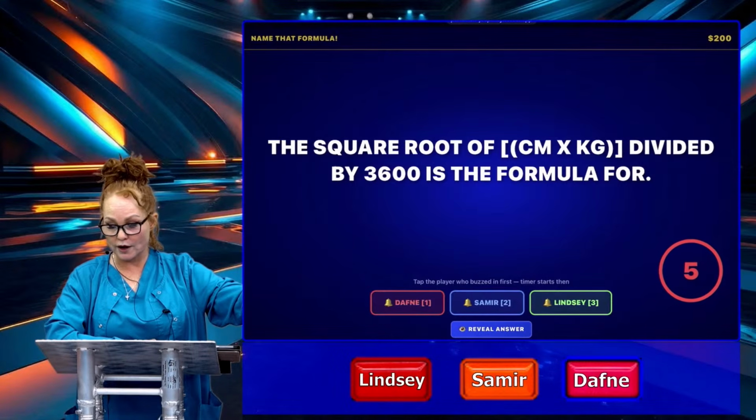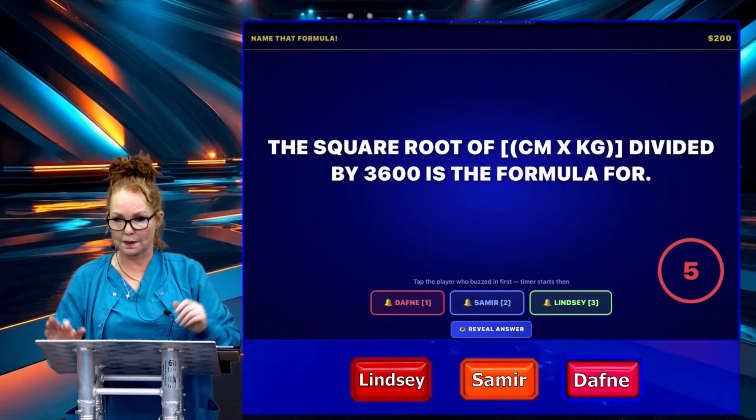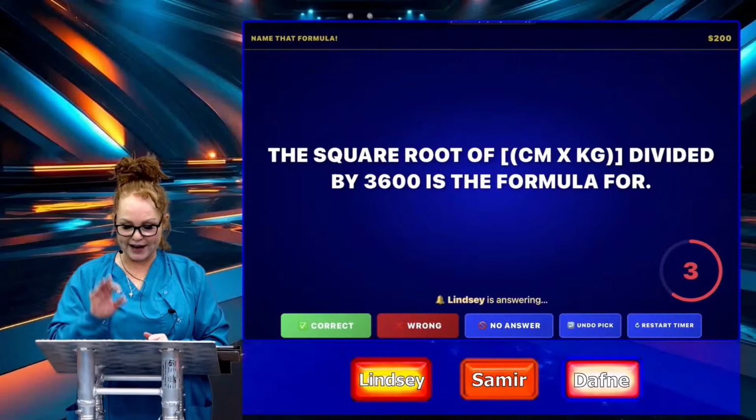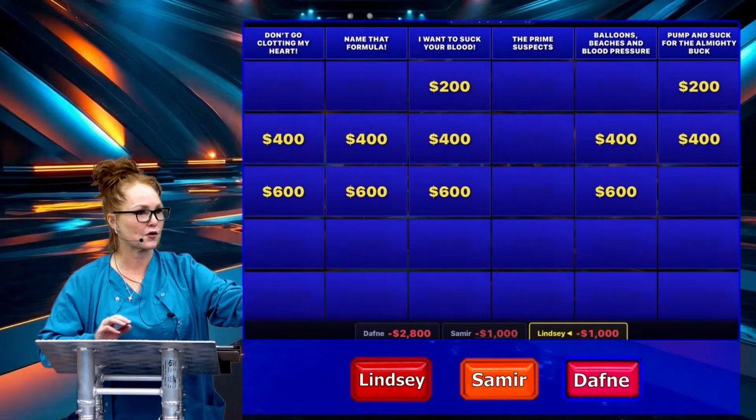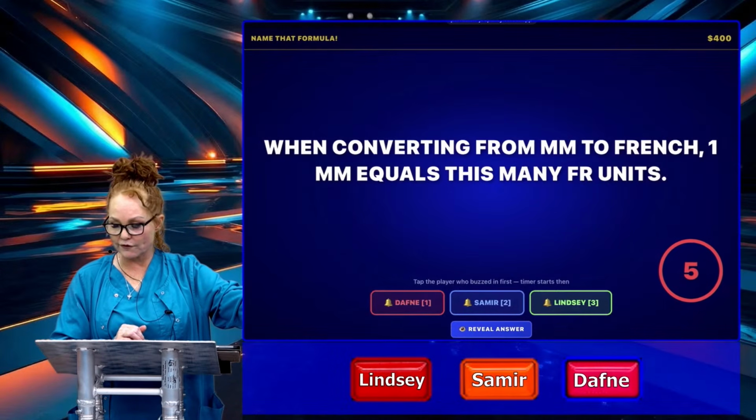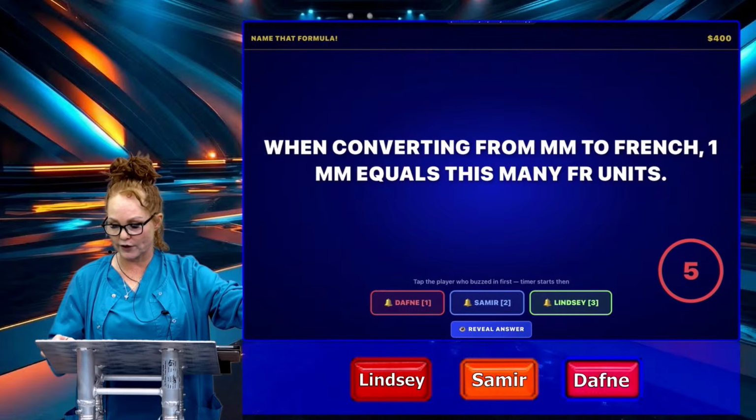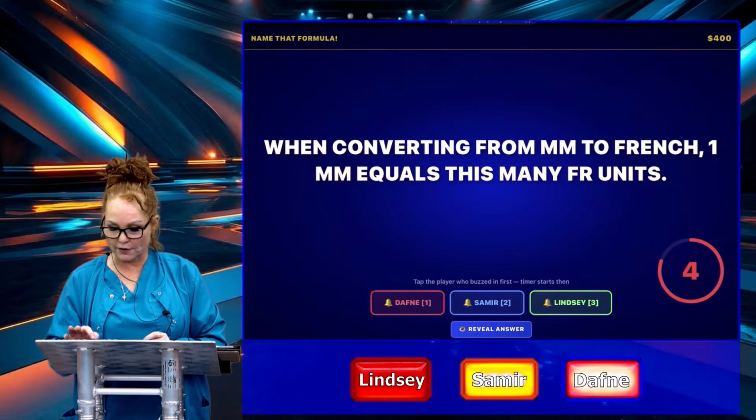Lindsay, control the board. Name That Formula for 200. The square root of centimeters times kilograms divided by 3,600 is the formula for. Lindsay, what is BSA? Good job. That is correct. Lindsay, control the board. Name That Formula for 400. When converting from millimeters to French, 1 millimeter equals this many French units. Samir, what is 3? Correct.